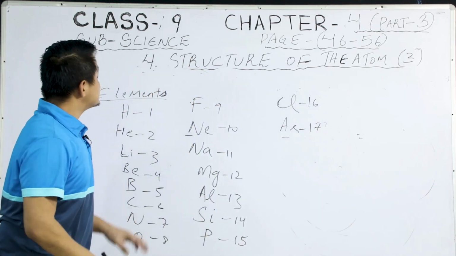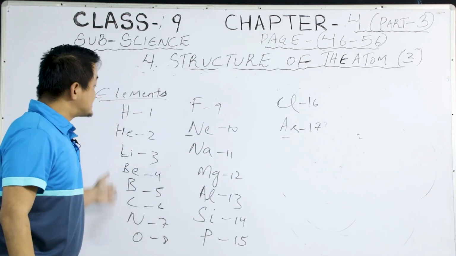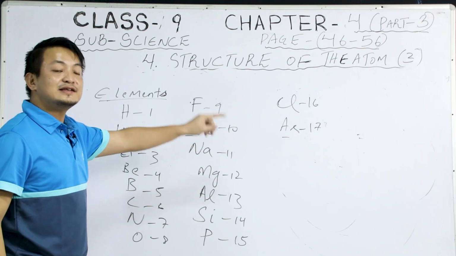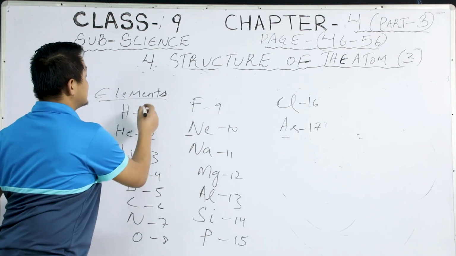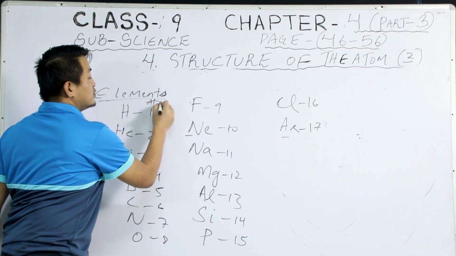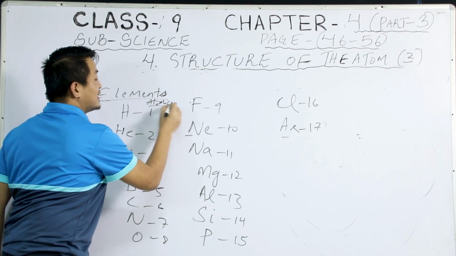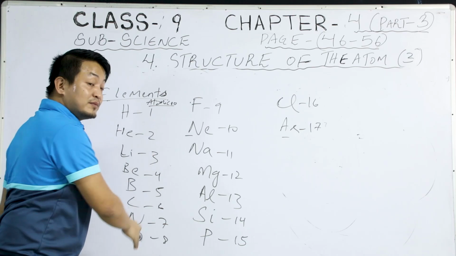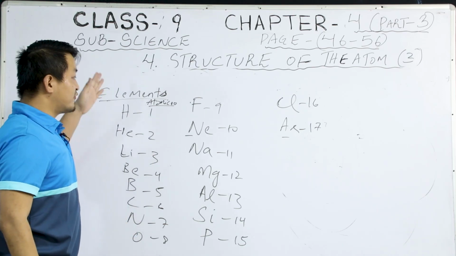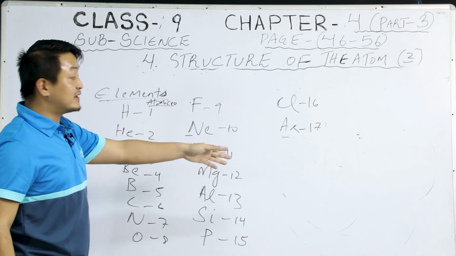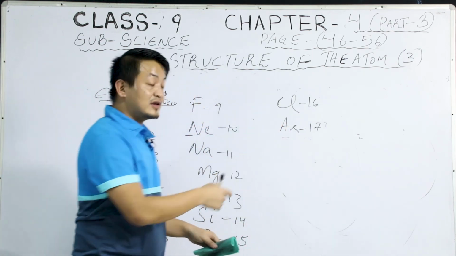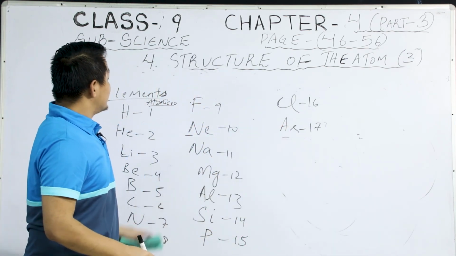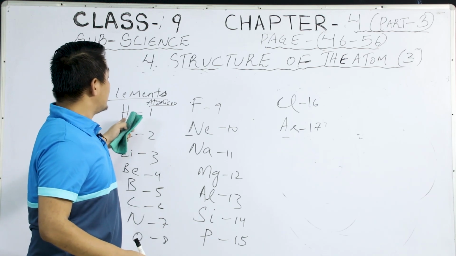So students, given here are the symbols of the first 18 elements and their atomic numbers. The numbers here are the atomic numbers, and these are the symbols of the first 18 elements. I have written till argon. This is argon, chlorine. Clear? Now let's start from hydrogen.